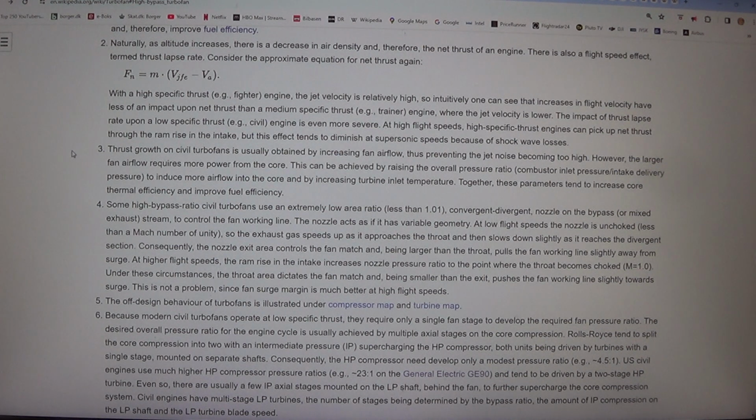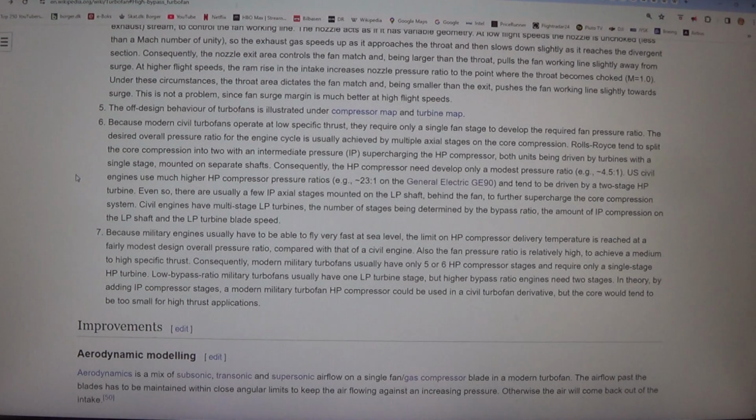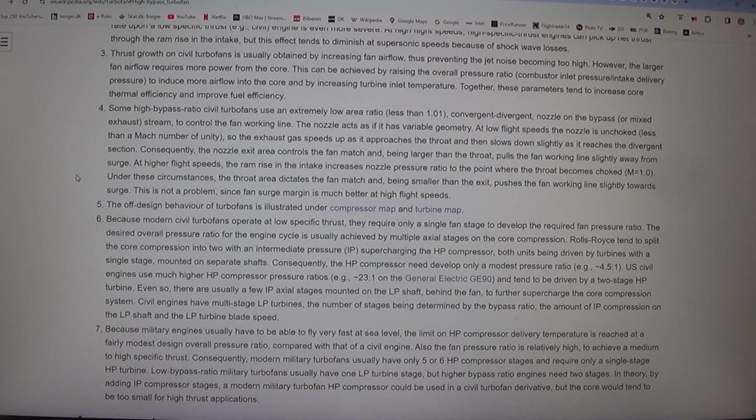3. Thrust growth on civil turbofans is usually obtained by increasing fan airflow, thus preventing the jet noise becoming too high. However, the larger fan airflow requires more power from the core. This can be achieved by raising the overall pressure ratio, combustor inlet pressure/intake delivery pressure, to induce more airflow into the core and by increasing turbine inlet temperature. Together, these parameters tend to increase core thermal efficiency and improve fuel efficiency.